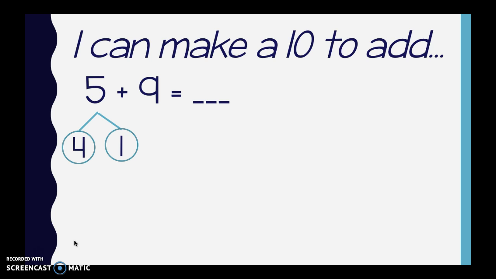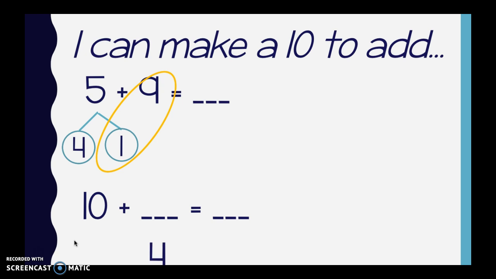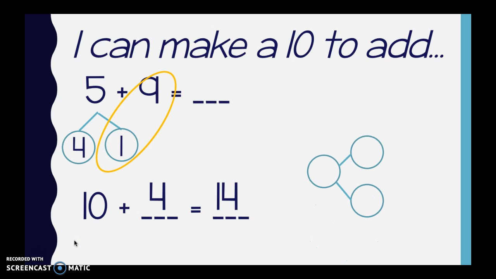Now that I've divided up the pieces in that 5 so I can make a 10, I'm going to go ahead and take that 9 and that 1 and add them together. Now I have 10 because 9 plus 1 equals 10. 10 plus, I need to look at the other piece of the 5 to see how many parts are left over after I took that 1. Oh, that's right, 4. 10 plus 4 equals 14. Look at that. I got the exact same answer as I did last time.